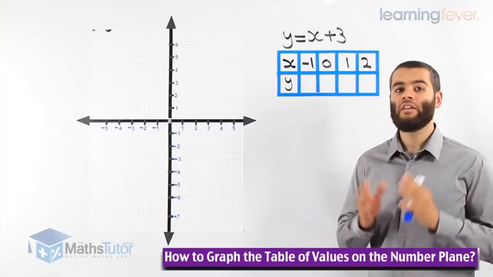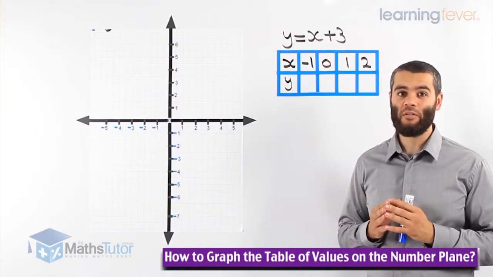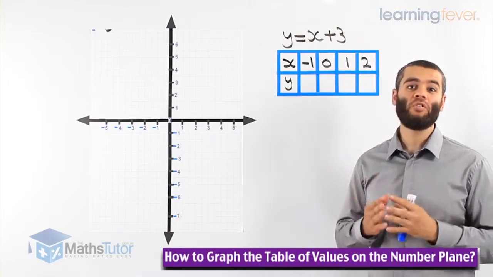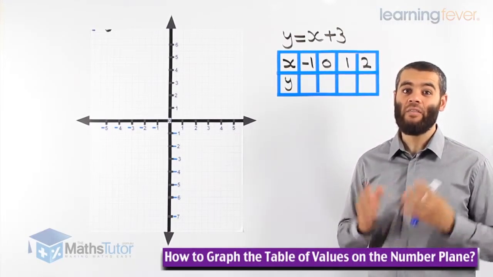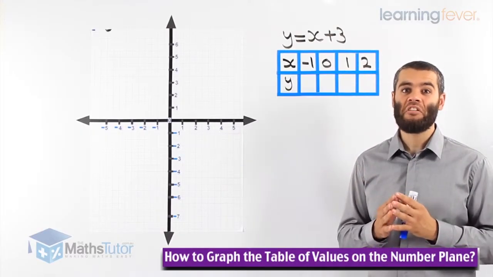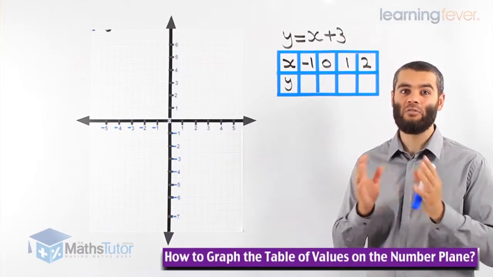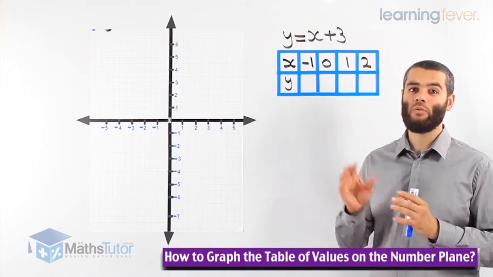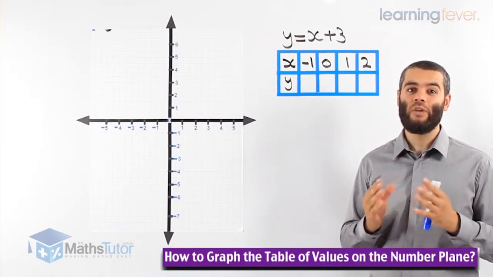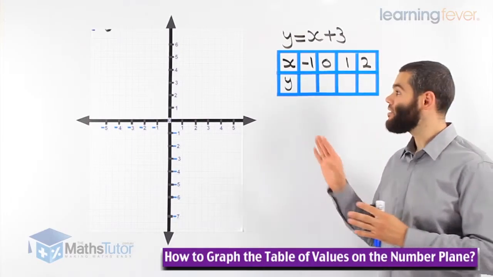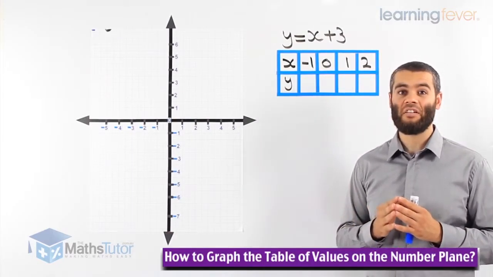Hey guys, now we're going to take tables of values to another level. We're going to actually use tables of values to graph a straight line. That's what tables of values are actually for. When we learned about tables of values and how to use them, substituting and completing the tables of values, we were preparing you to start graphing in this lesson here.